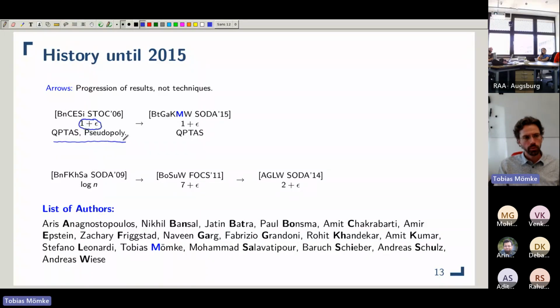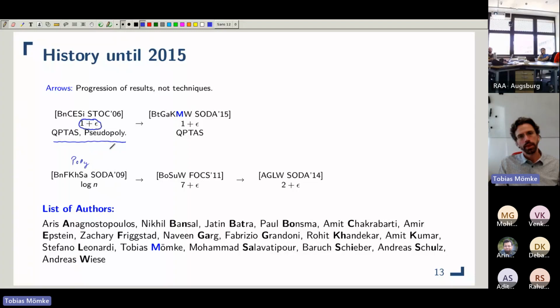And the first breakthrough on this result was by Bansal and others. So you can see there's a long list of authors, which I won't read out completely, but you see it's many people who were involved. So they got a 1 plus epsilon approximation, but in quasi-polynomial time, and also the running time depended on the ratio between the largest and smallest task. Therefore, it was also a pseudo-polynomial time algorithm. In this line of research, my first involvement in this problem was 2015, where we got a QPTAS, that is, we improved the running time of this algorithm, and we started to introduce the technique that I will explain in the next slides.